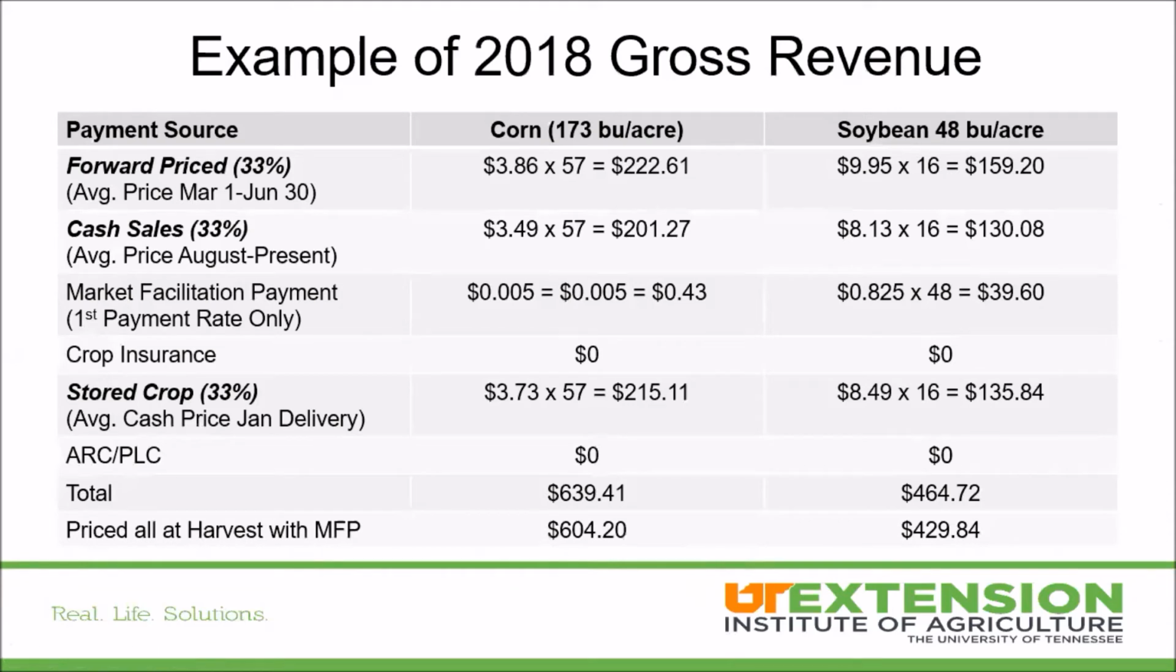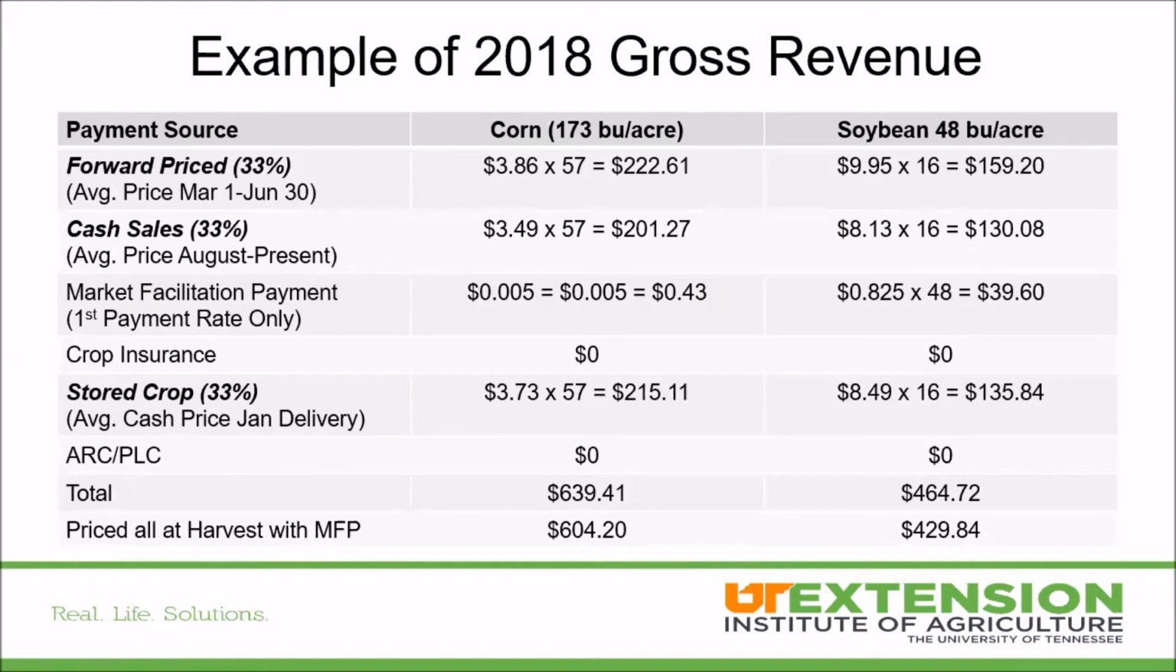I do want to quickly provide an example of 2018 gross revenue. Every year marketing is a little bit different. You're going to have times when forward pricing is a much better alternative. Cash sales can sometimes be a better alternative. Storing the crop can sometimes be an alternative. But what I really want to show with this slide is how that directly affects what your revenue is from those fields.